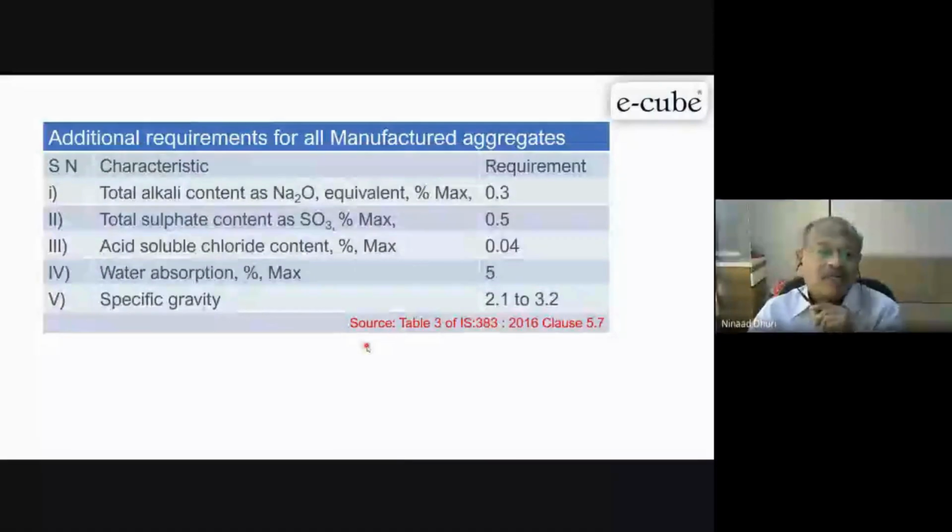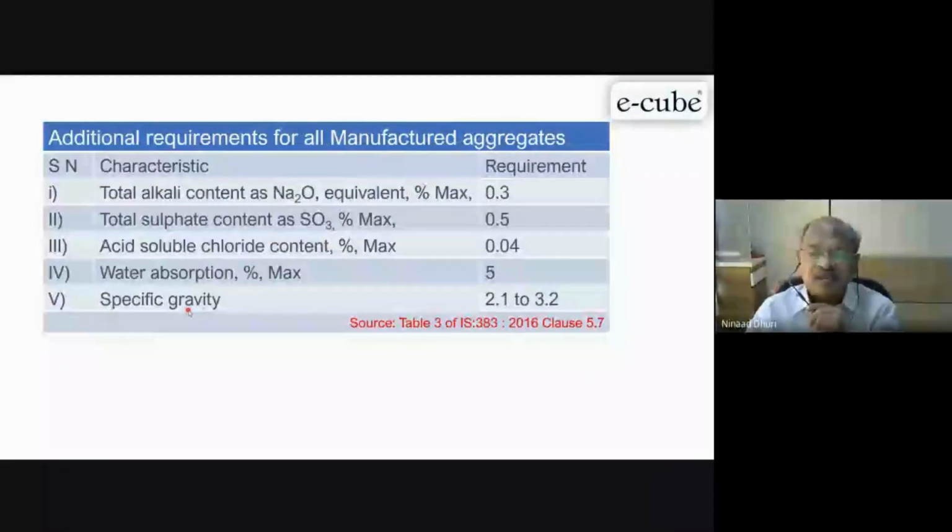This is what we call the normal aggregate or natural source aggregate. Also, there are manufactured aggregates, as I explained earlier. So there, additional requirements are given: alkali content as equivalent Na2O 0.3%, because they are coming from industry. So a lot of industrial waste may come into the aggregate source. So that's why these limits are given for manufactured aggregate.